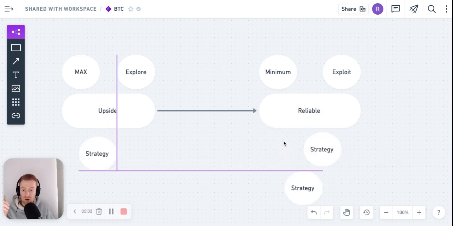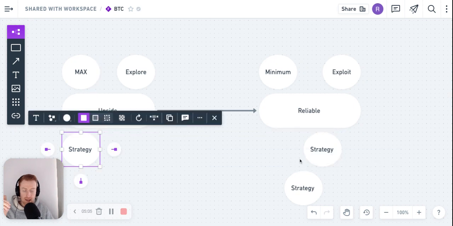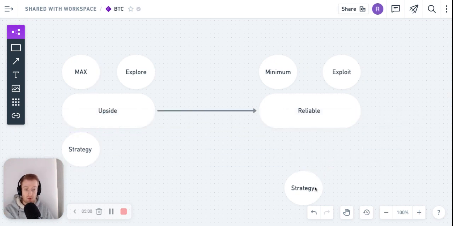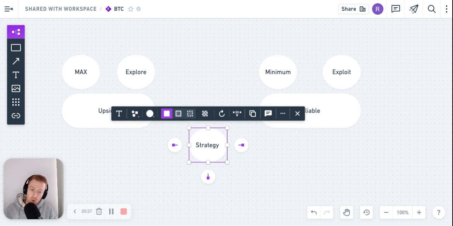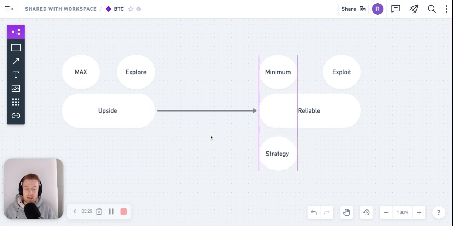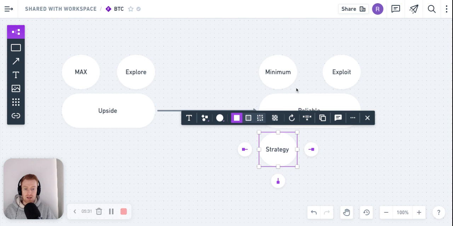So I started with lay the draw over here. So the upside was that I wanted to make money on Betfair. I was putting the maximum amount of effort in and I was exploring it. So maximum amount of effort, I was looking at all of the data, I was making sure I was tracking everything, I was exploring all of the angles, getting my results, going through everything that I needed. Then as time went on, it moved to here and it was moving towards reliable. Now I can do the minimum amount of work on that strategy and I can exploit it.